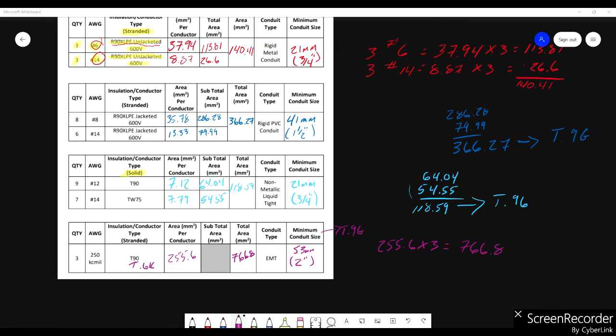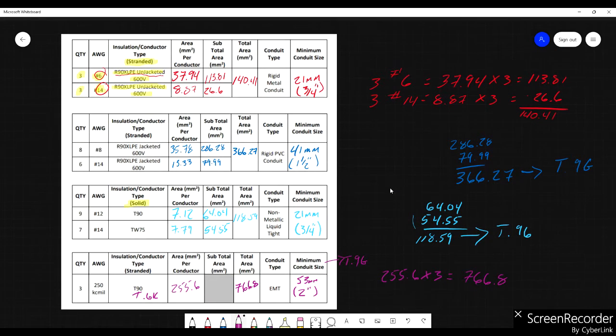Okay, so I think by this point, everyone is getting the hang of this. You're just flipping back and forth between tables. And you're looking at, is it stranded? Is it solid? How many conductors do I have? The size, do a little bit of math, and then pay attention to what type of conduit, because that will determine the minimum size conduits that you're going to use.